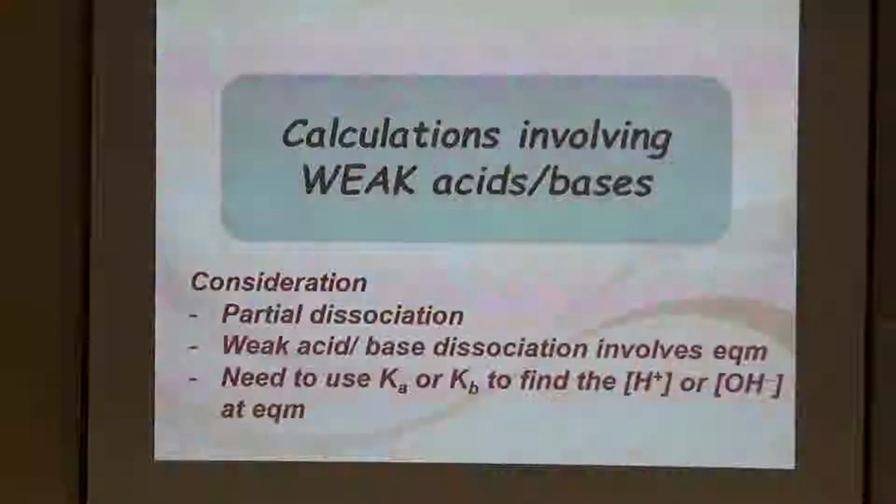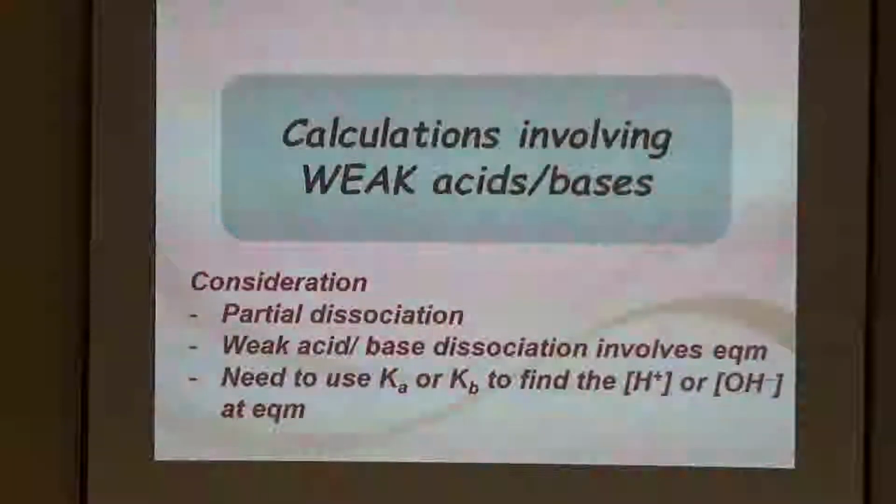What we'll carry on to do here today is the calculations. So you will first learn how to do calculations involving weak acids and bases. You need to take into consideration the partial dissociation, the fact that dissociation involves an equilibrium. You need to use the Ka or Kb to find the H plus or the OH minus concentration at equilibrium.